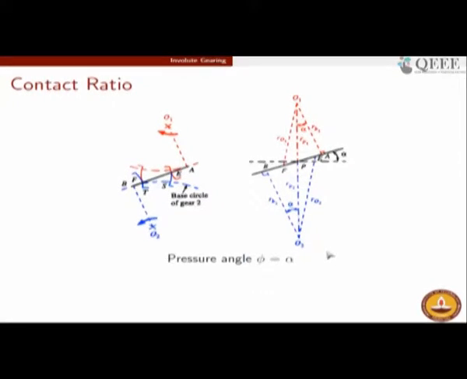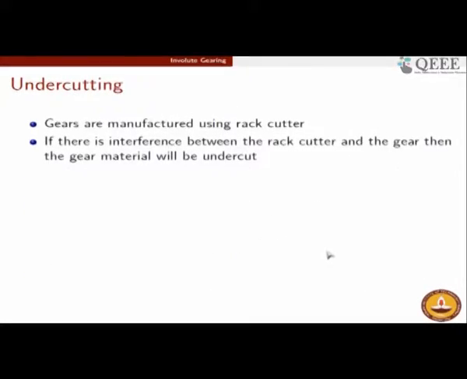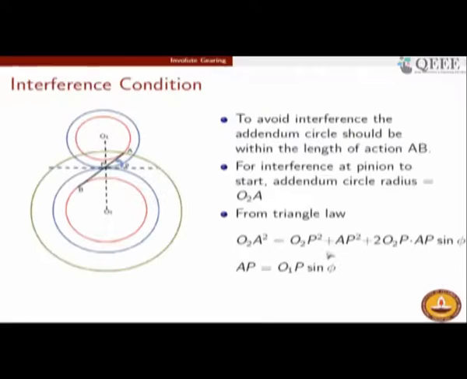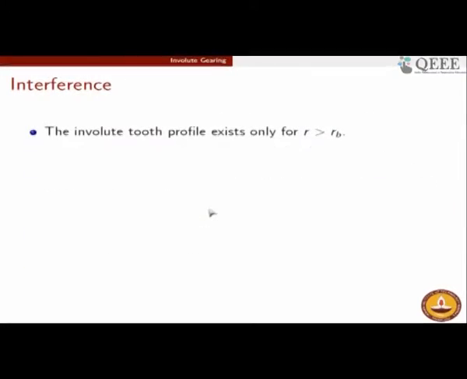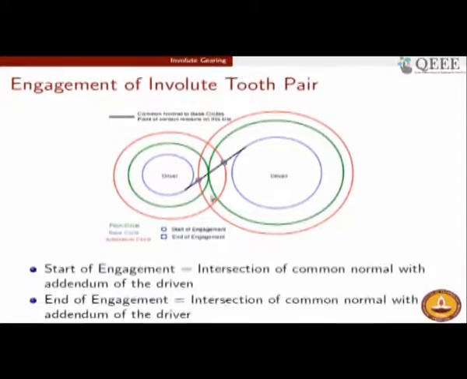So in the last class it was explained that the contact between the two teeth will happen along the line of action. So this internal tangent to the two base circles is going to carry the point of contact. So the contact is to happen wherever the line of contact intersects the two addendum circles.